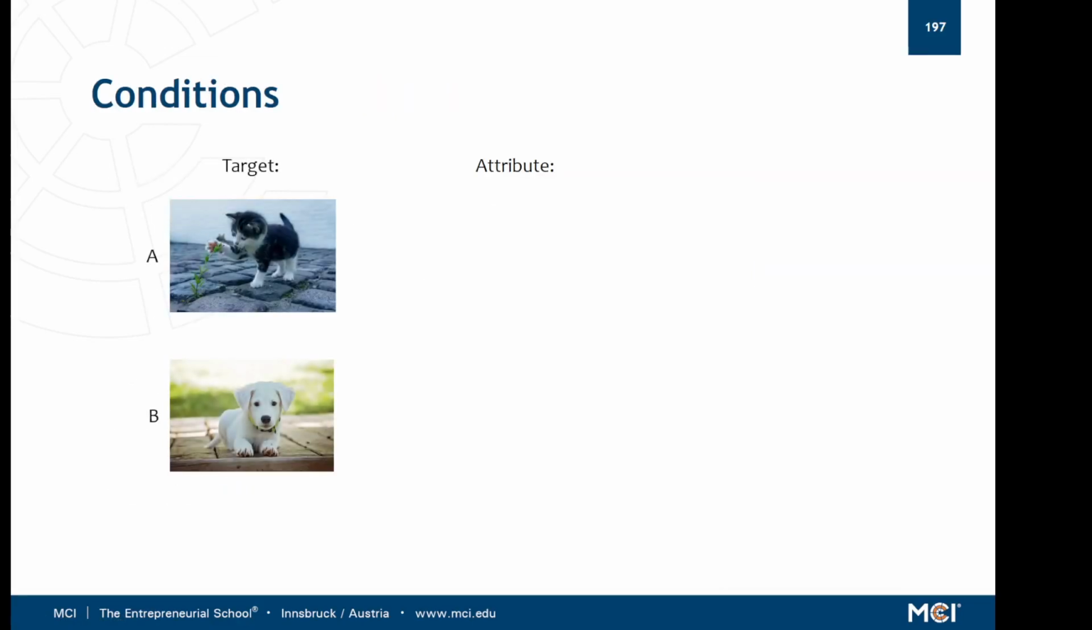With regard to conditions, we have the targets and we have the attributes. In our experiment, the targets were cats and dogs, and the attributes were cuteness and ugliness. I used cute as the positive attribute and ugly as the negative attribute, but again, it's just terminology. You can use other words, like high control and low control words, or certainty and uncertainty words, and you just put them as positive and negative attributes.